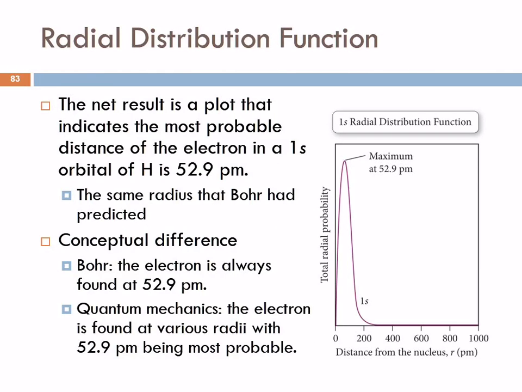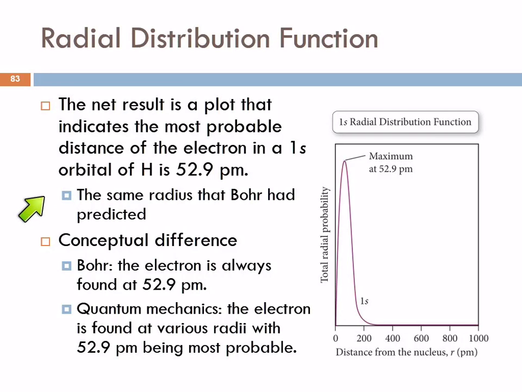And the result is we get a plot like this that predicts that the electron will not be found at the nucleus, and the probability increases as you go out. It reaches a maximum here, and then it falls off again. So this predicts that the average distance from the nucleus for an electron in a hydrogen atom is 52.9 picometers. And that's the same radius that Bohr predicted from his model.